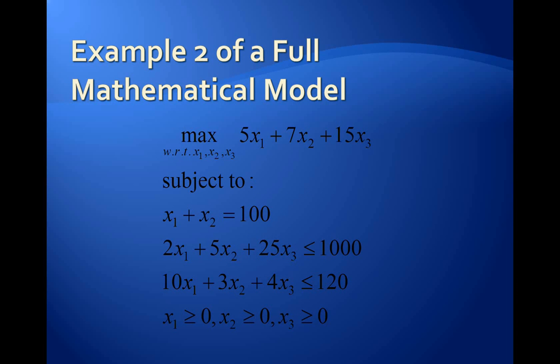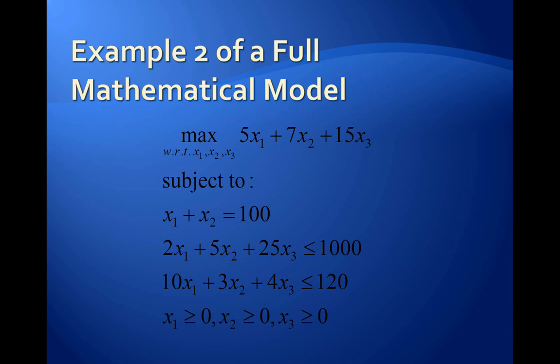This is a typical representation called a linear program. Here you have maximize 5x1 plus 7x2 plus 15x3. x1, x2, x3 are different products, and 5, 7, 15 are the unit profits. The first constraint says the amount that you produce of x1 and x2 together should be exactly equal to 100. This could be the number of tables plus the number of chairs should equal 100, for example.